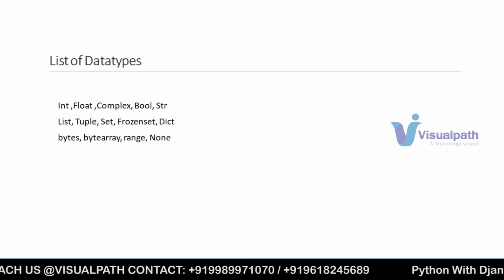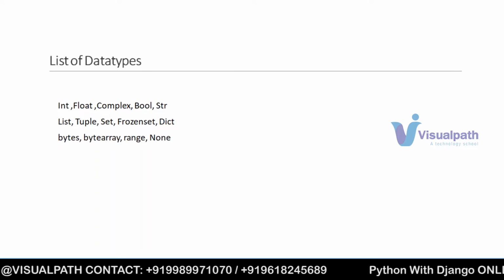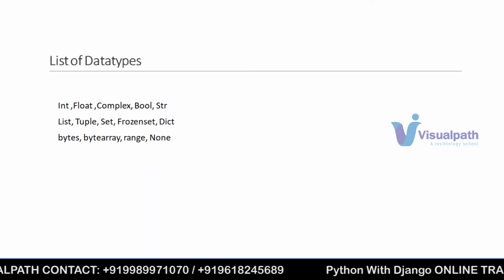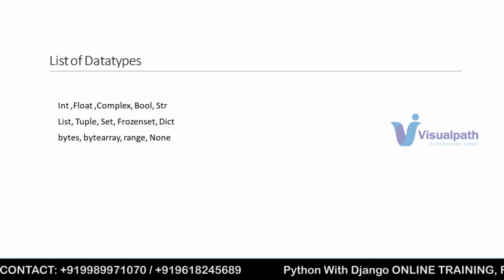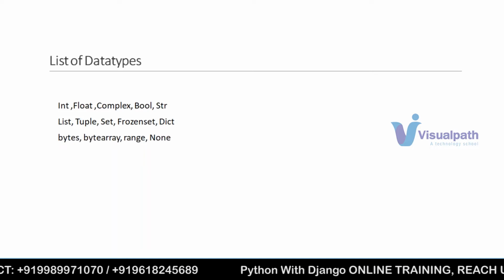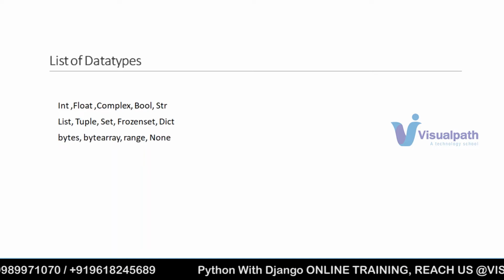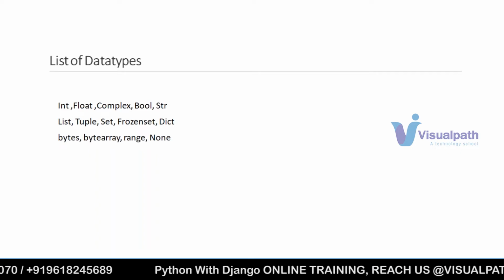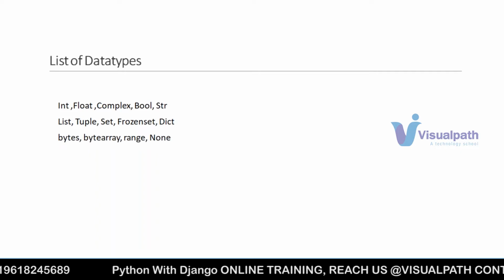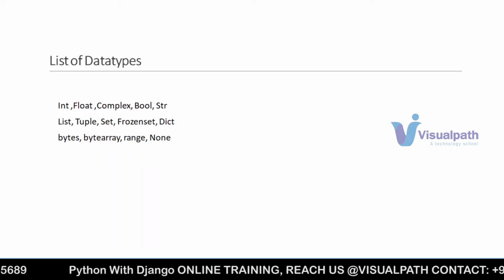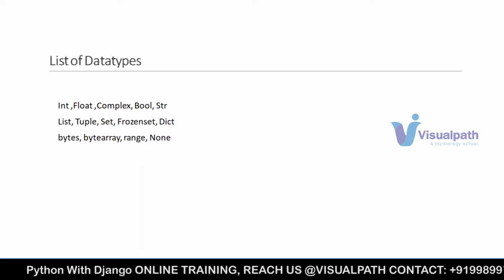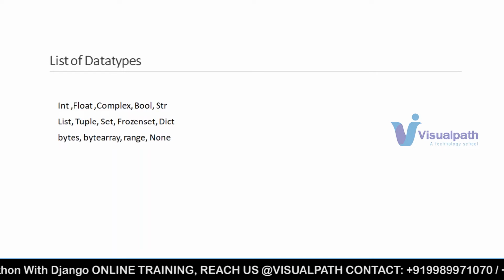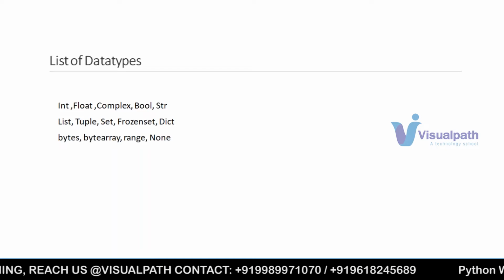As we discussed, we are going to spend some 4 to 5 sessions on strings. List also 4 to 5 sessions. Tuple 1 day. Set 2 days. Frozen set maybe half day. Frozen set is just a concept; when we're talking about set itself, we can cover that. And dictionary will be somewhere around 5 days. Bytes, byte array, and range are simple only, so in the middle of our sessions we are going to cover those things.